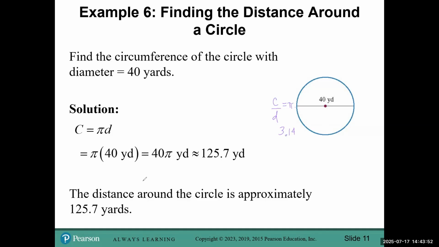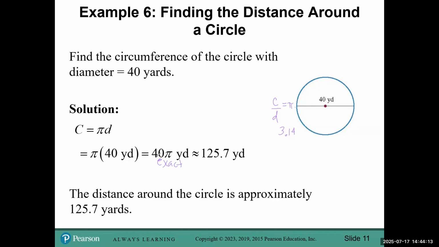And when you're doing problems, sometimes it'll ask you for the exact answer. So in this circle, we have a 40-yard diameter. So the circumference is pi times 40, or 40 pi. This is an exact answer. So in math, sometimes we want the exact answer. This would be it.